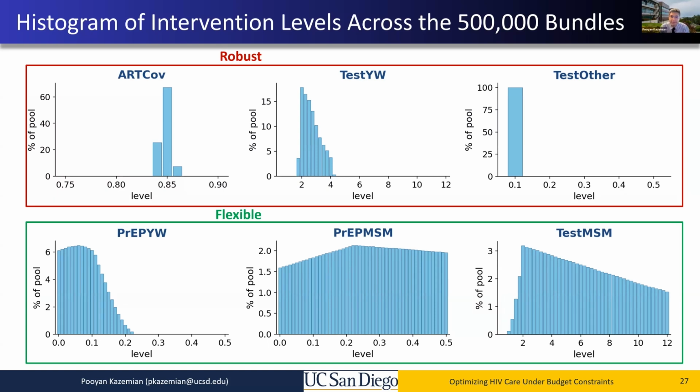Yes, so by increasing the budget, I think I have a slide for that probably later, by increasing the budget by like 10%, 20%, we are able to decrease the number of deaths in the next 5 years. By doing more testing in the general population, especially in the older adults, if we are able to find them and link them to care and suppress them, we are able to prevent some of the near-term deaths.